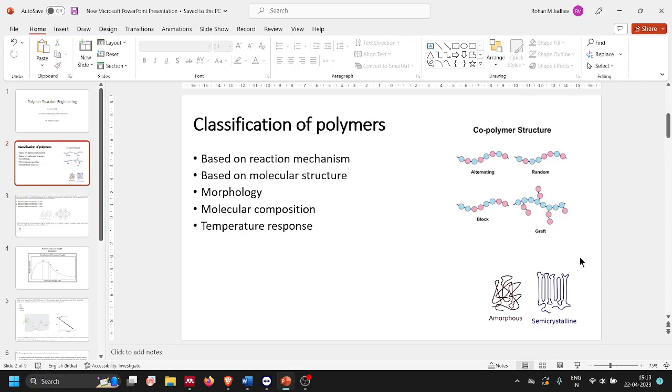Next, based on molecular structure, we have network or gel polymers. They are formed by crosslinks between the straight chains and they cause the polymers to have different properties. If you take two straight chains like these, or this branch chain, and try to cross-link them to form a network or gel-like structure, that will have different properties. An example for this would be vulcanized rubber and polyacrylamide.